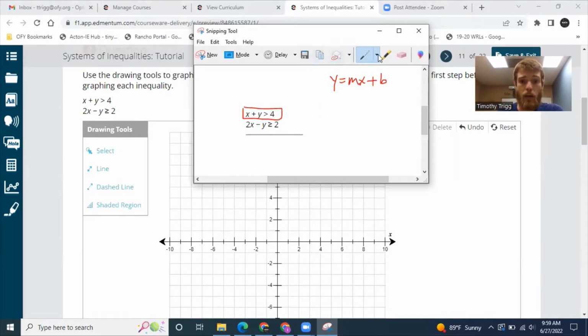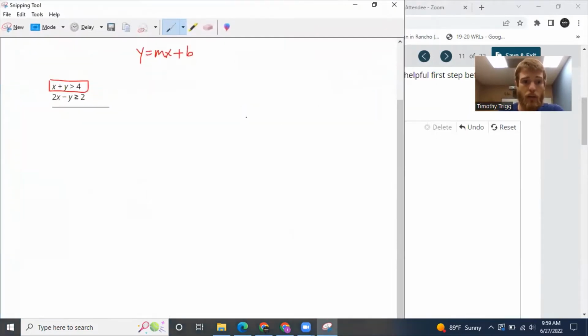So let's just rewrite the inequality here. x plus y is greater than 4. So what we're going to do is subtract x on both sides of this inequality, giving us that y is greater than negative x plus 4.